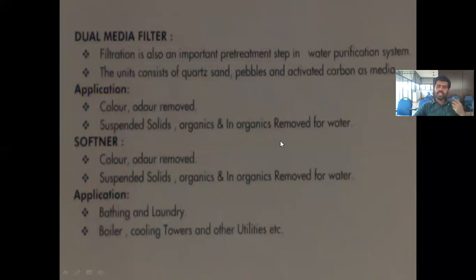Because of the scaling, the scales will be stored in that coil, and the cooling capacity or the efficiency of the boiler or the cooling tower can be reduced. So we'll be using some filtration system so that we can purify the water which is being circulated through these boilers and cooling towers. Okay, so here we can use softeners also.